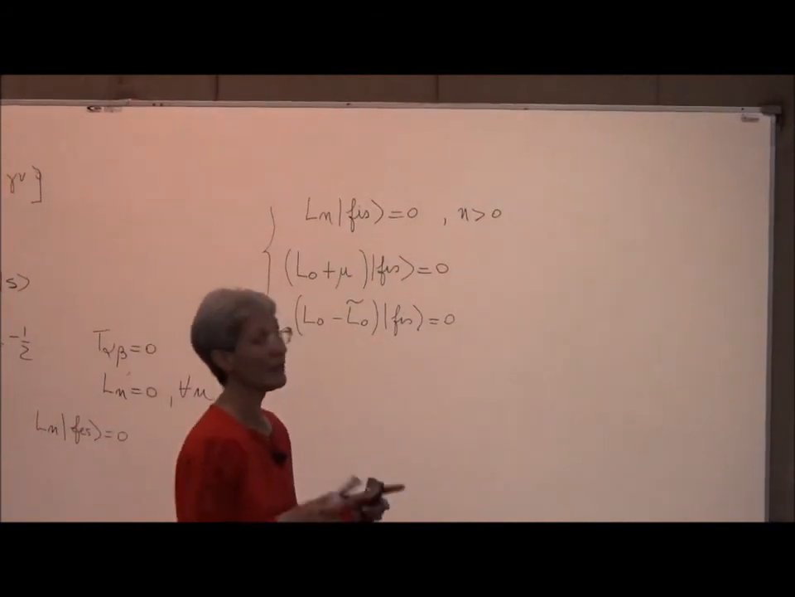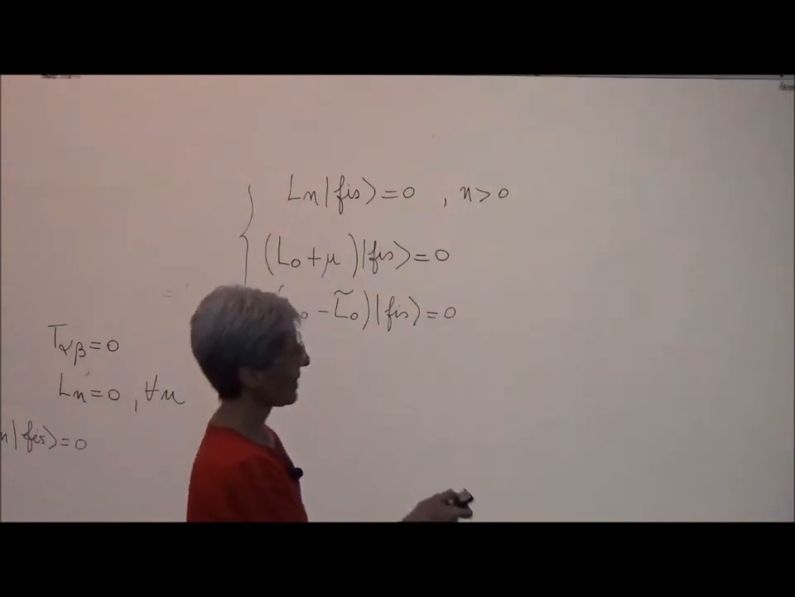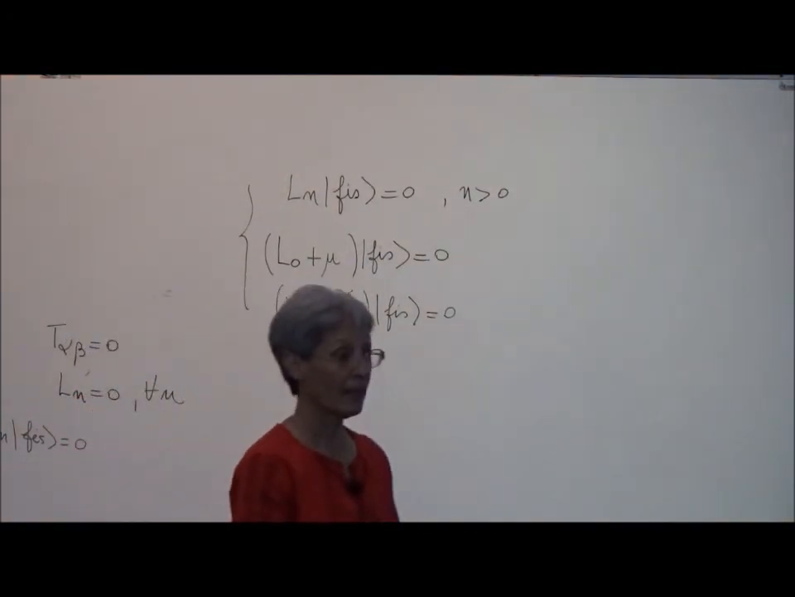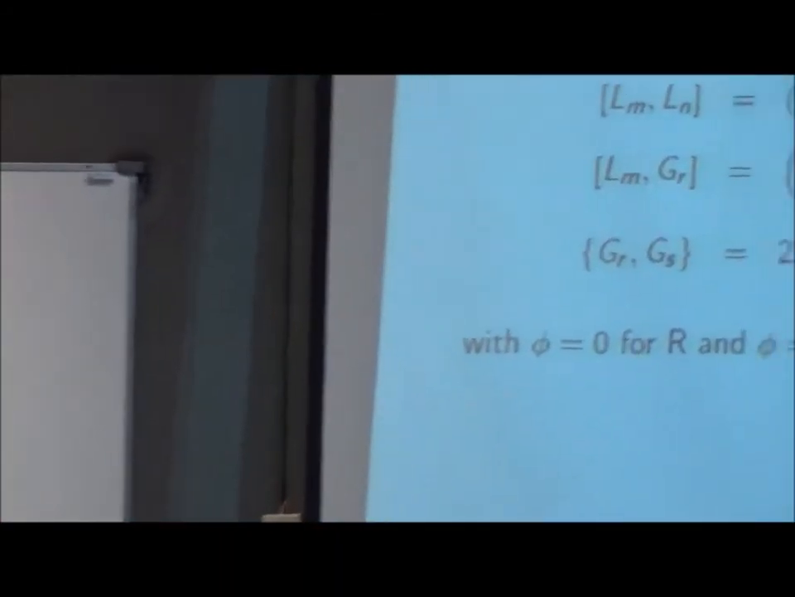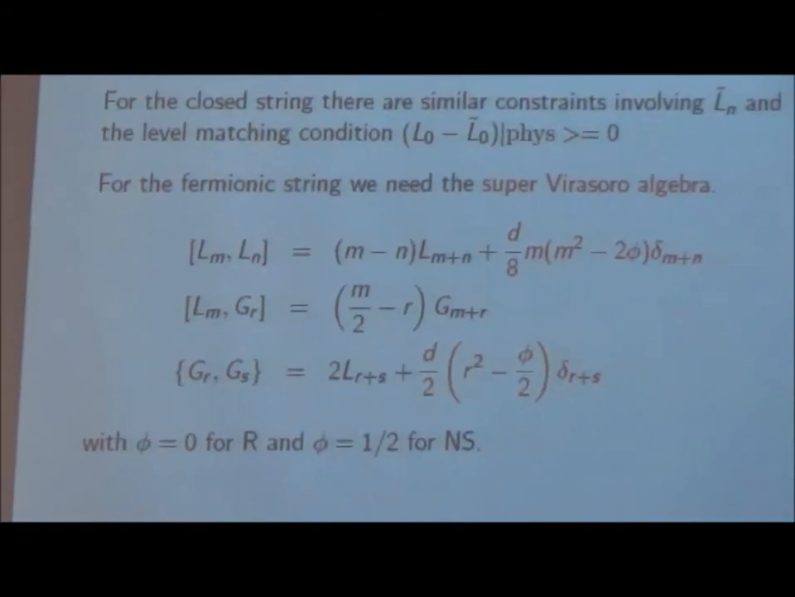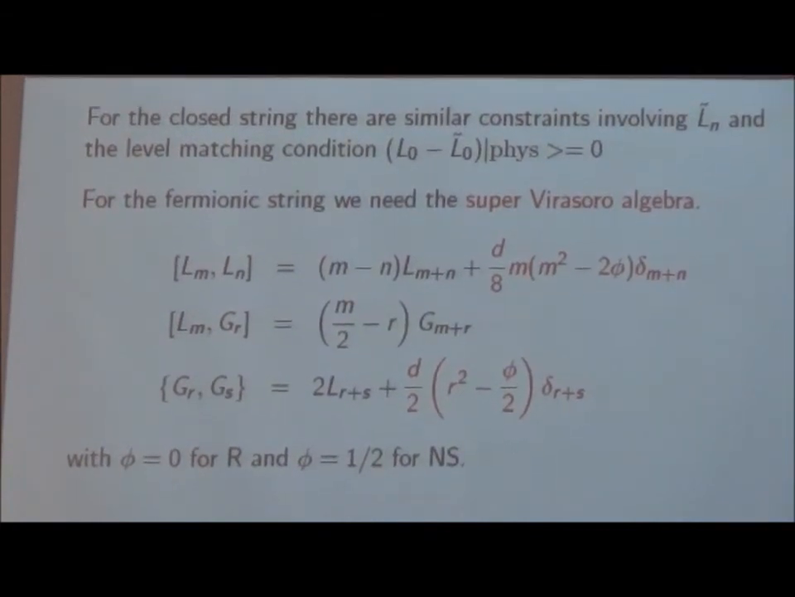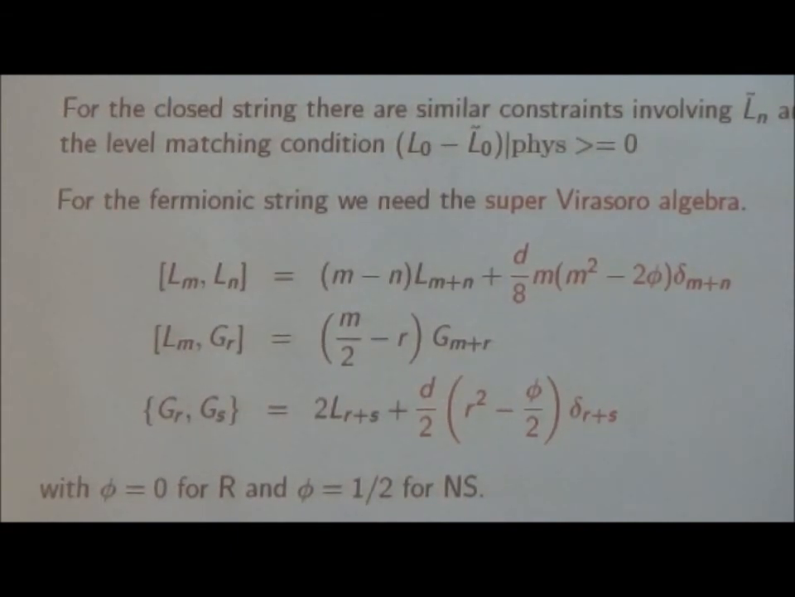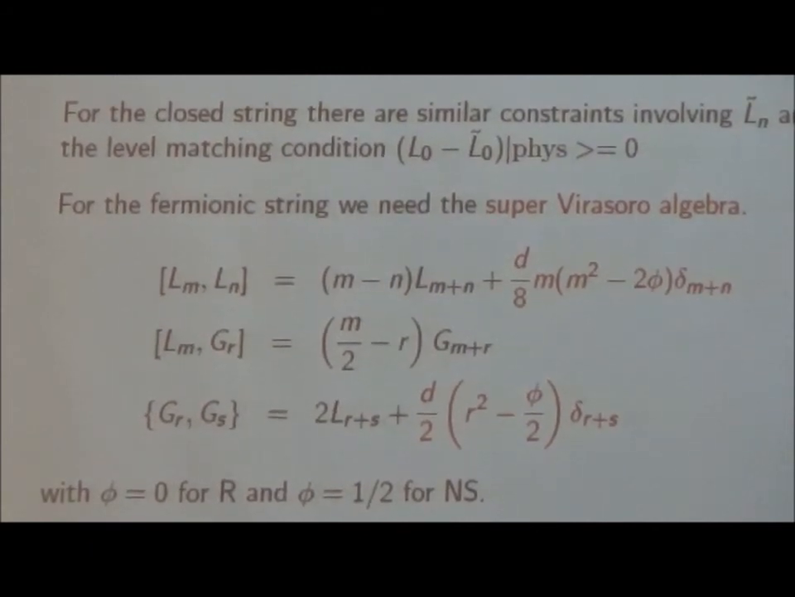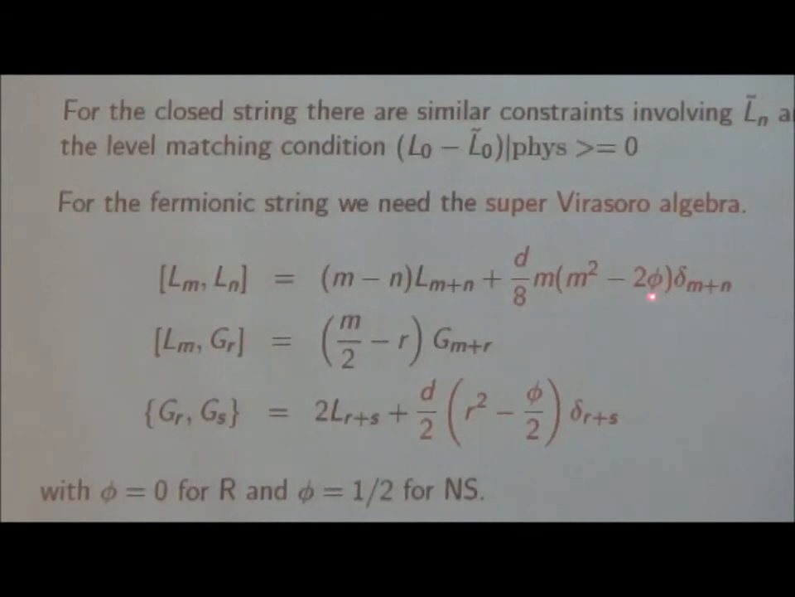Now we have seen the classical superconformal algebra, but what is the equivalent of the central charge in the bosonic string? Here it will be a little bit different. We also have a central charge, but it is different from the bosonic string because we also have the contribution of the fermions. I won't do the calculation. It's a long calculation. The central charge in the superconformal Virasoro algebra is d/8, and then there is this term m squared minus 2 phi, where phi is this phase, which is 0 for Ramond and 1/2 for Neveu-Schwarz. So for Neveu-Schwarz we get -1, and for Ramond this term is absent.